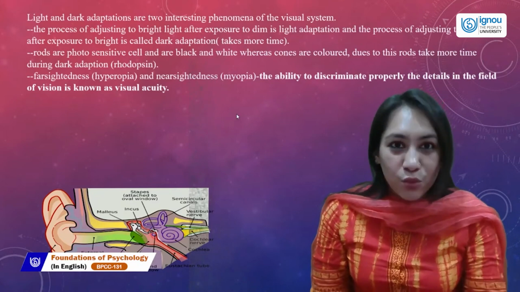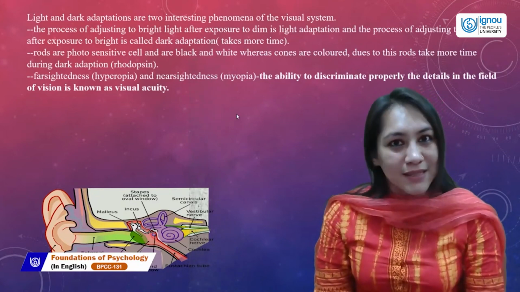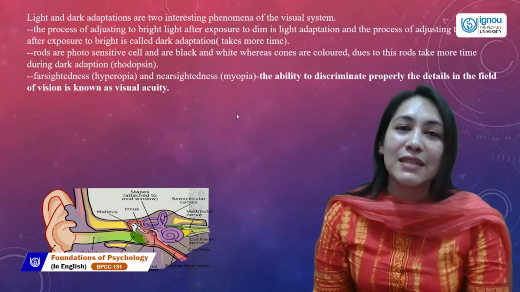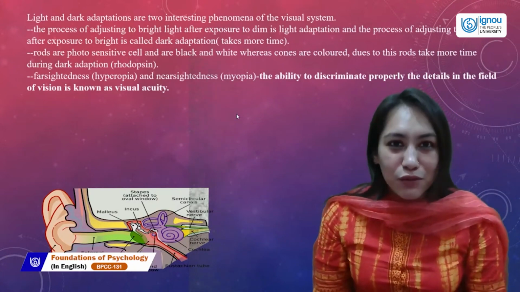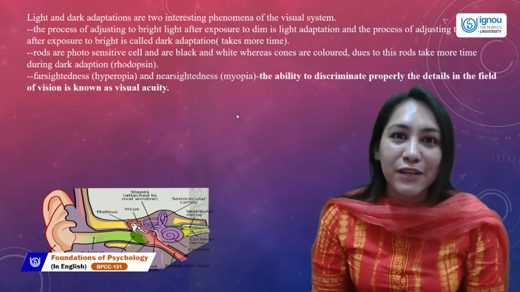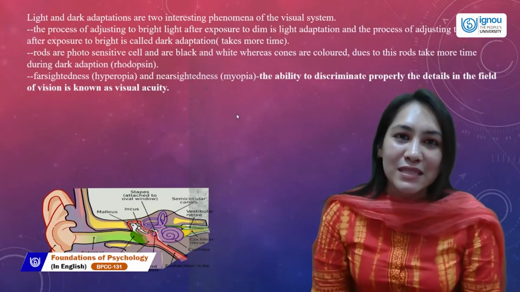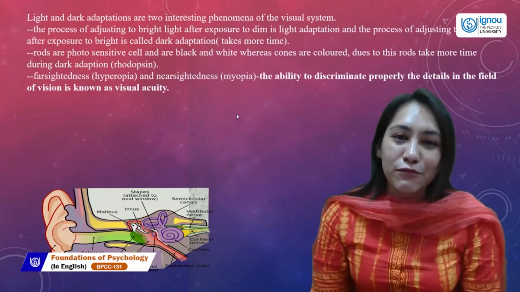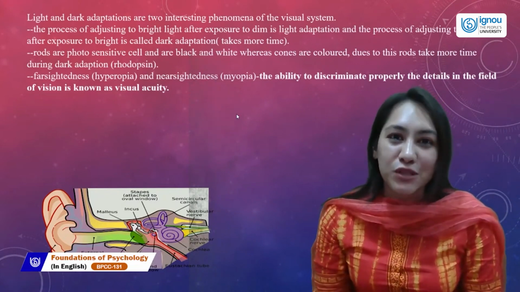I'll tell you how. Moving from the movie hall to outside is light adaptation. Now when you move from outside into the movie hall, that is dark adaptation. Have you seen, when you go for a movie and you get late, you're unable to see the seats. You have to open your own cameras and your own light from your mobile phones to check out your seats.